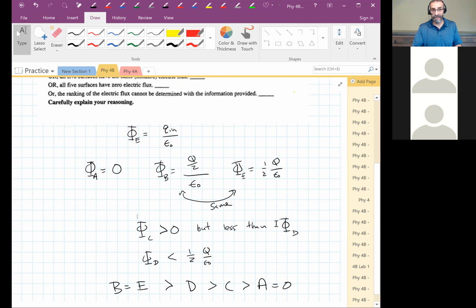We do deal with flux later on with magnetic flux. That tells us a lot too. So getting the hang of it now and kind of getting a feel for what causes it to change is important. Okay, so we'll take a break, come back at 5 after.